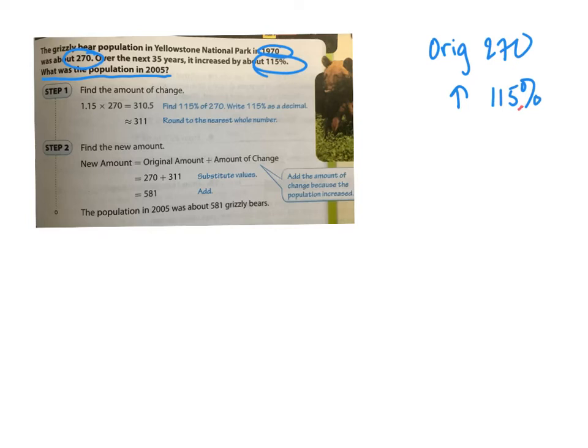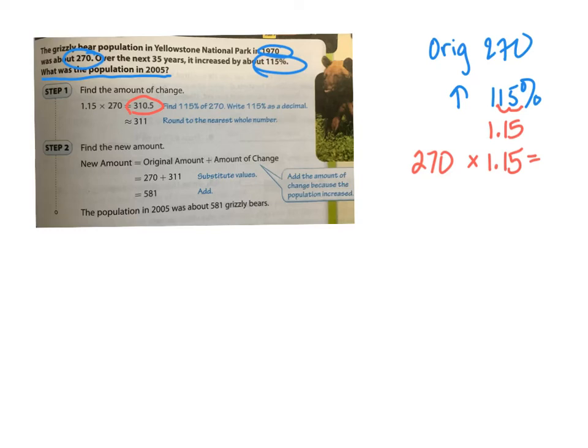Then move it 2 times and 2 times only. So this is going to be 1.15. So I'm doing 270 times 1.15. And they got 310.5. Remember, though, we're talking about grizzly bears. So you're not going to see the rear end of a grizzly bear and not see the head end of that. There's no half grizzly bear. So round it up to 311 grizzly bears.